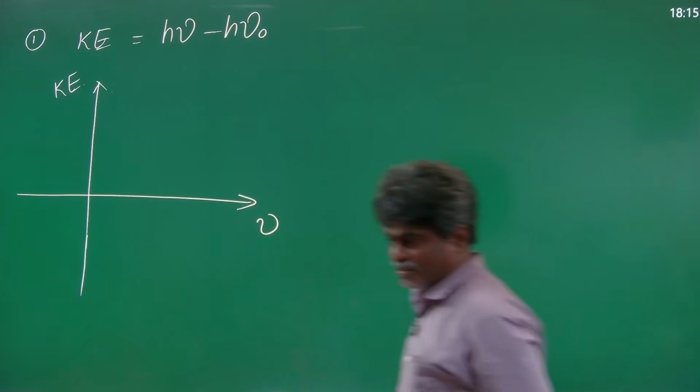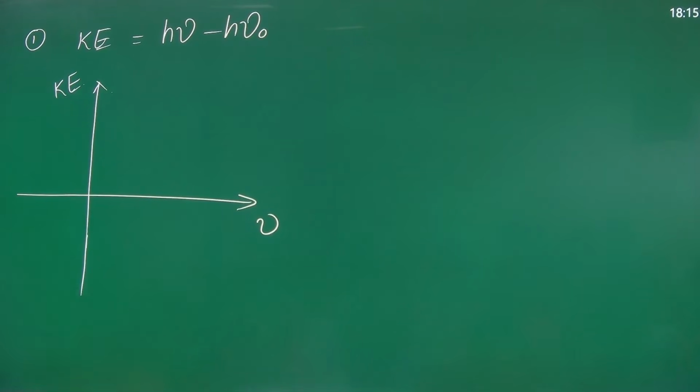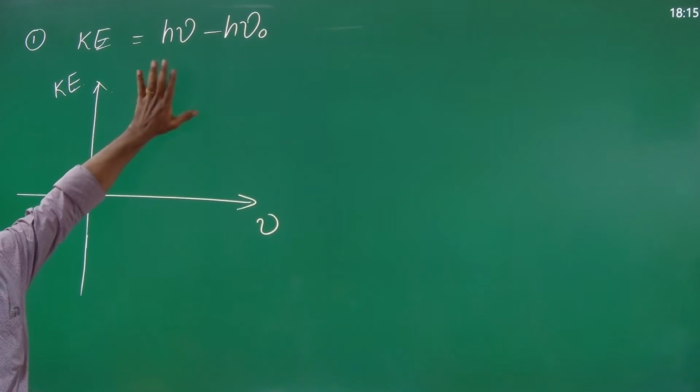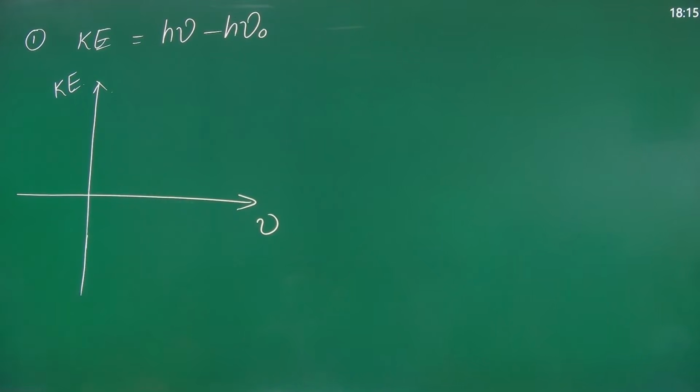Try it on a rough page and show me. No, first do it on the rough page and show me. Anybody? Keep one rough paper always. I am just asking for the graph of this equation. Kinetic energy equal to h nu minus h nu naught.